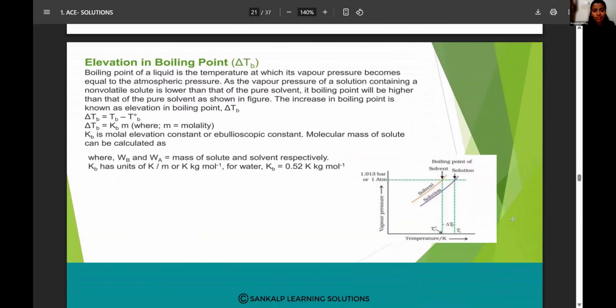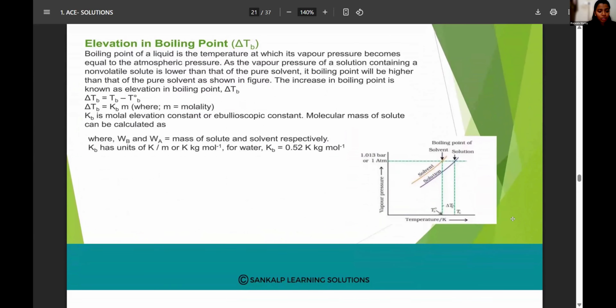Next one is elevation in boiling point. Elevation in boiling point, and you will be concentrating more on temperature values. Just remember what TB is. We say it is the difference between temperatures.